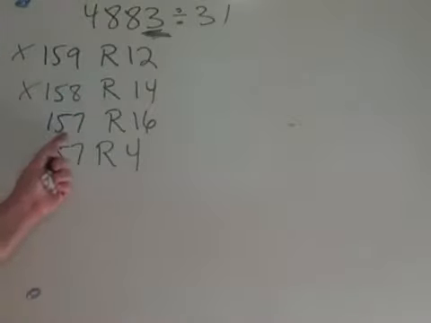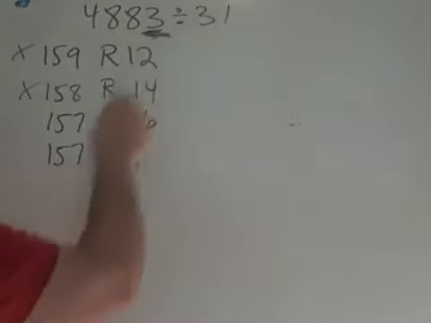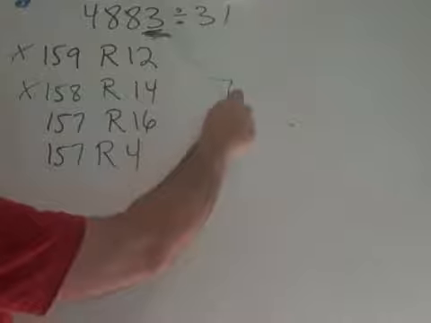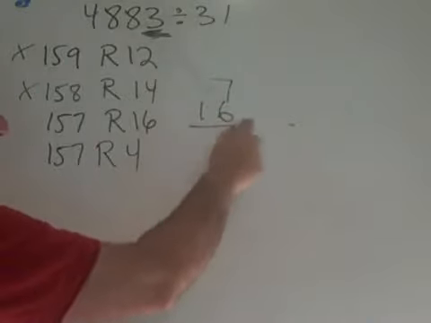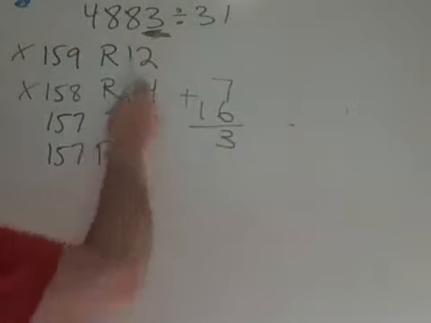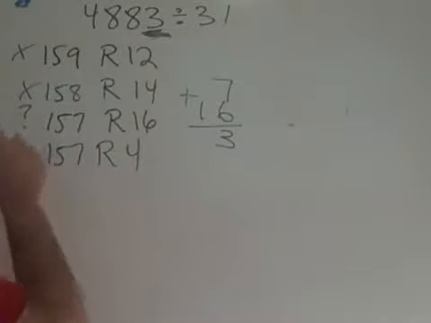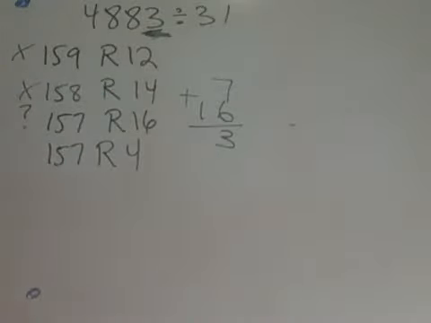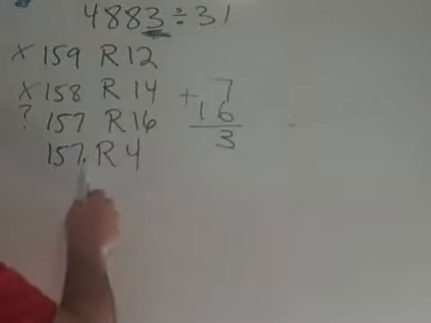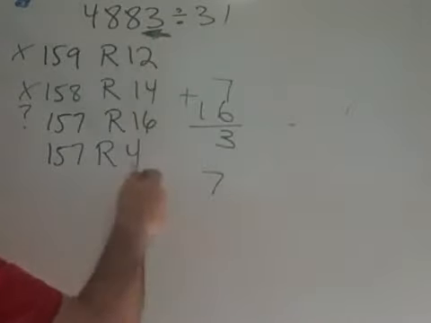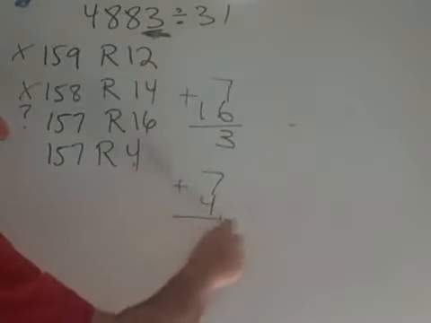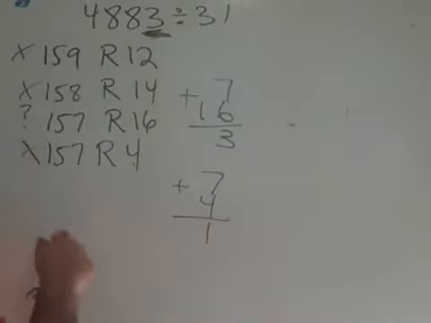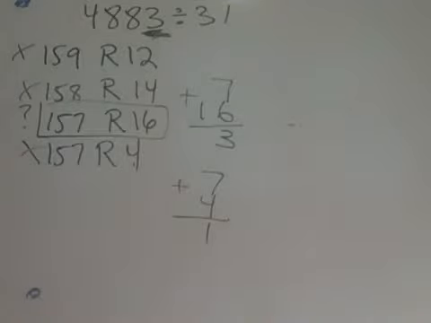Is 157 remainder 16 the answer? Well, 1 times 7 ends in a 7. Add 16, it ends in a 3, just like that number. That might be the answer. 1 times 7 is 7. Add 4 to it, ends in a 1. That's not the answer. Here's the answer. Here it is. And I didn't do any long division.